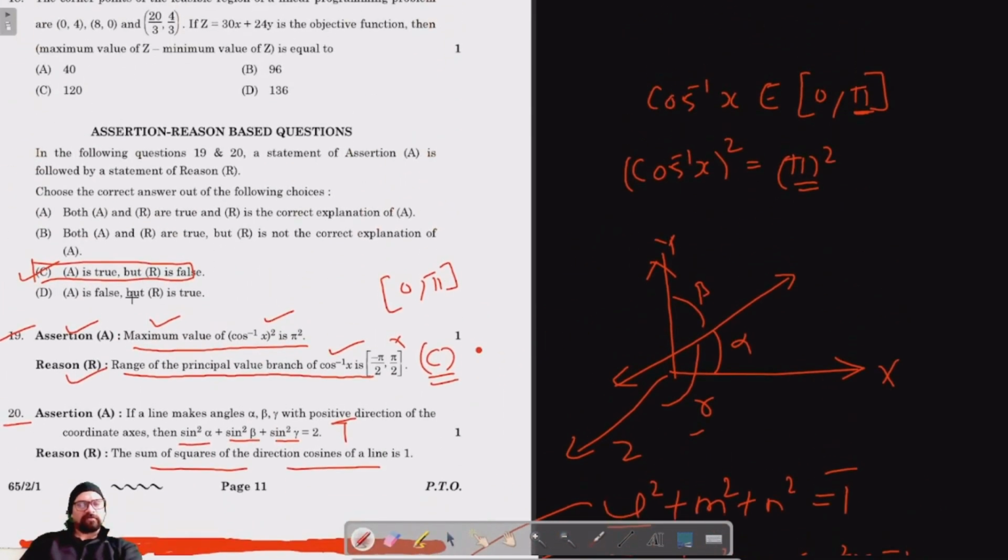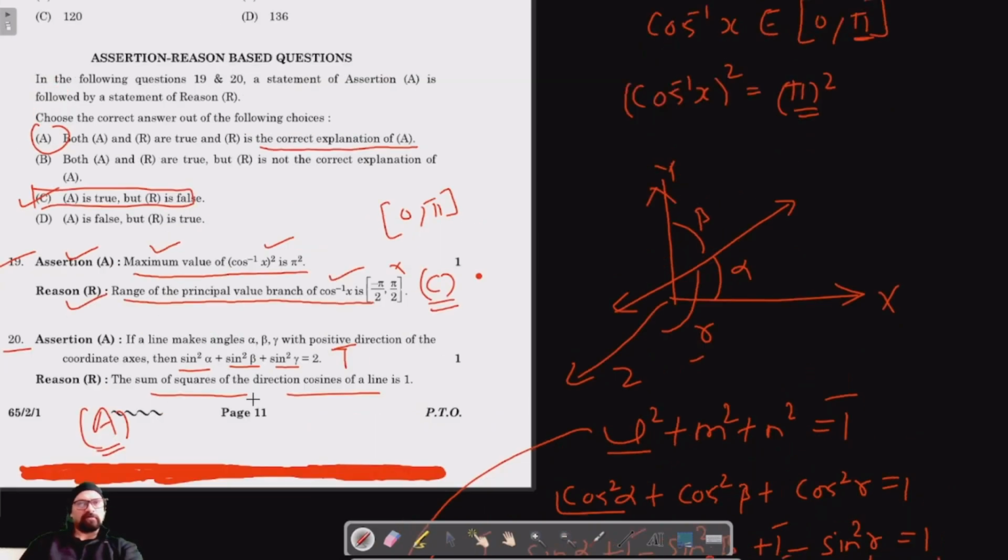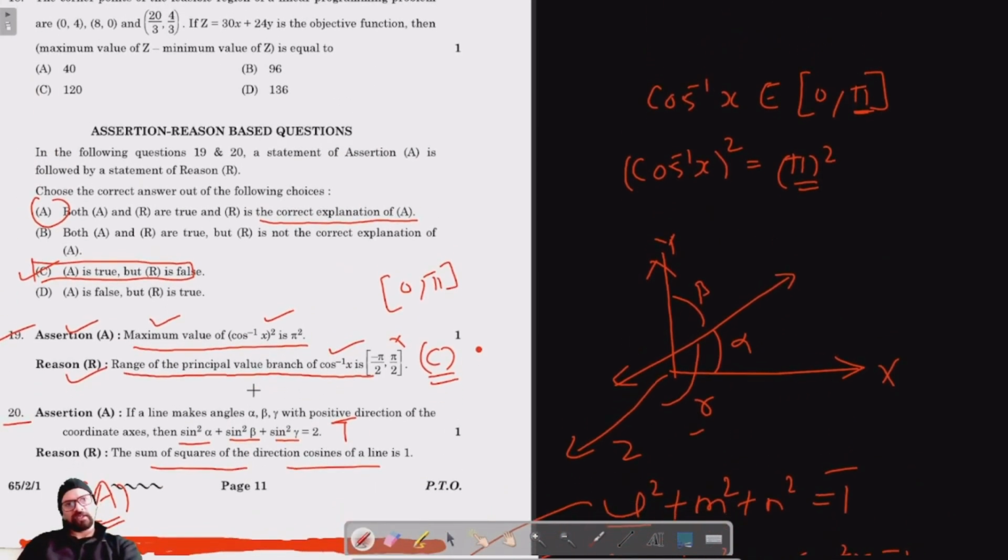So in this case, both A and R are true, and R is the correct explanation of A. So A is the correct option for question number 20. Let's move on to section B.